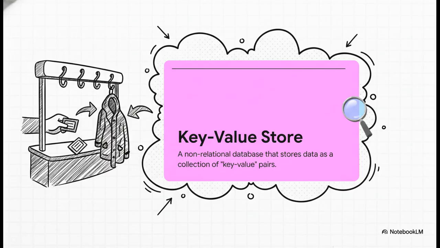The best way to think about it is like a gigantic digital coat check. You hand over your coat, that's the value, and in return, you get a unique ticket. That's your key. Anytime you want your specific coat back, you just show them the ticket. It's that simple, that direct, and that's what makes it incredibly fast.